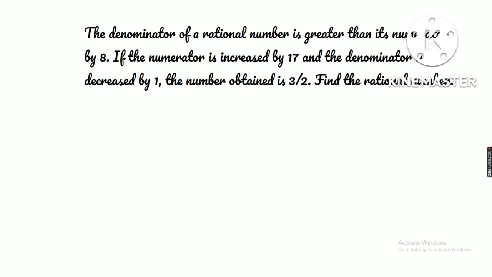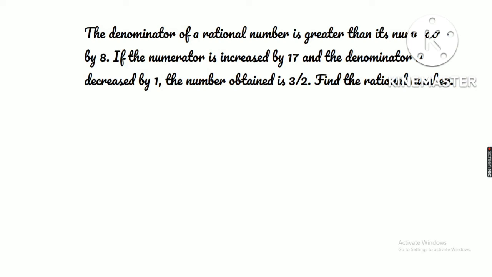So now let us move on to our next statement. The denominator of a rational number is greater than its numerator by 8. If the numerator is increased by 17 and the denominator is decreased by 1, the number obtained is 3 upon 2. Find the rational number.